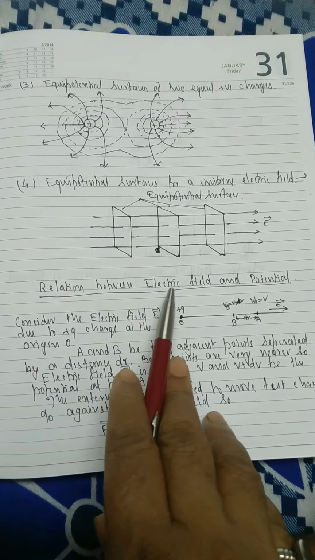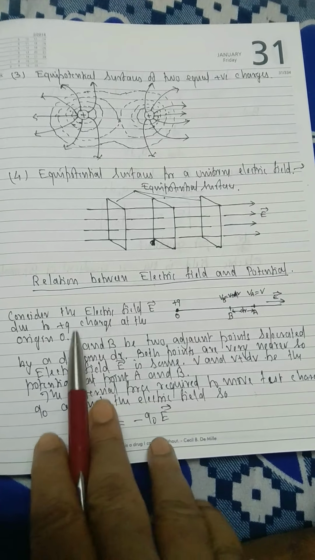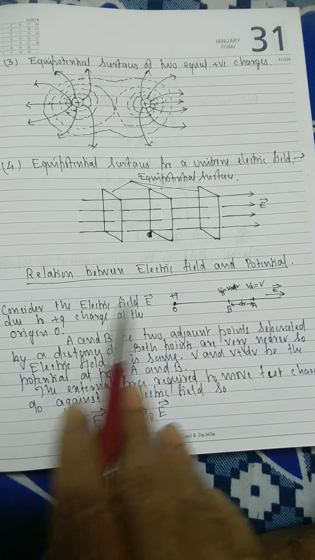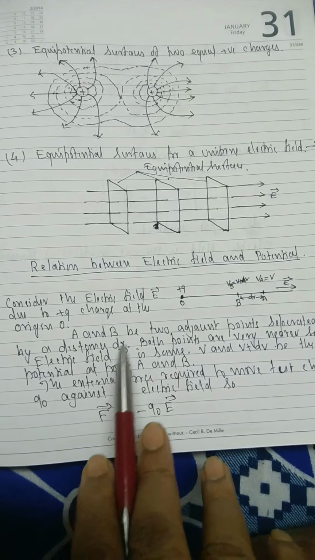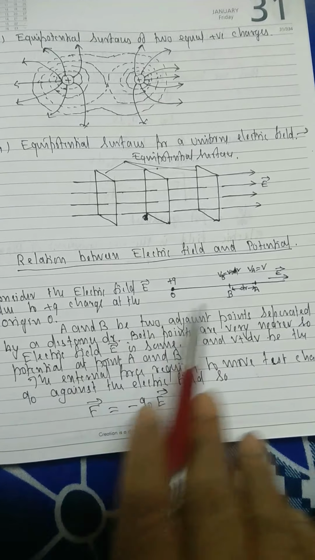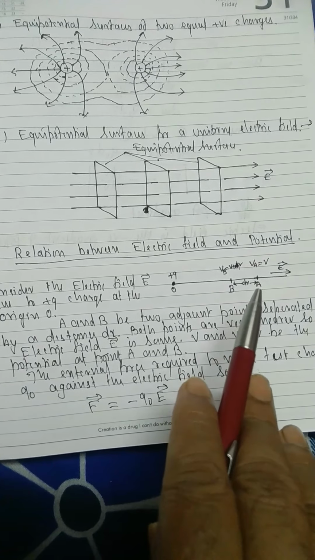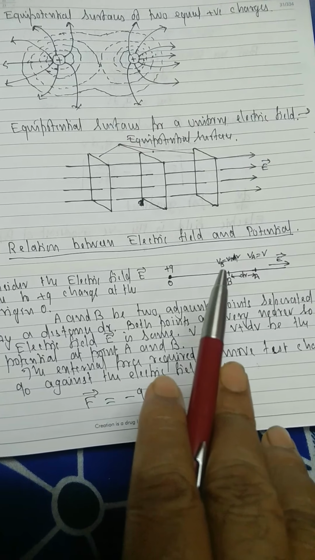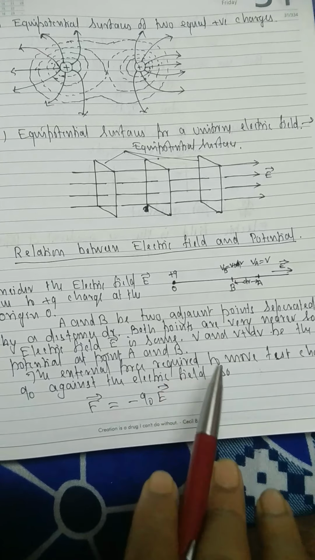Relation between electric field and potential. Consider the electric field E due to a plus q charge at the origin O. Plus q is the point charge. A and B are two adjacent points separated by a distance dr, and the potential at point A, VA, equals V, and the potential at point B, VB, equals V plus dV.